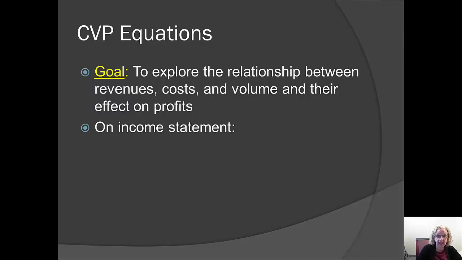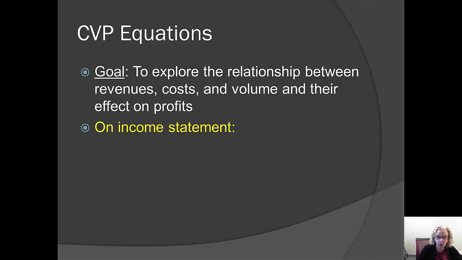So the first thing we need to do is take a look at some cost, volume, profit equations. When you were in junior high school or high school, your algebra teacher told you that someday algebra might be useful in your real life. This is the day, so we're going to do some algebra. And the goal here is to use algebraic equations to try to come to an understanding of the relationship between how busy we are and how profitable we are.